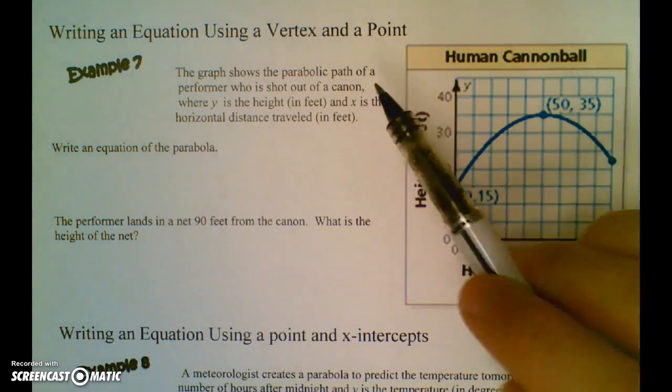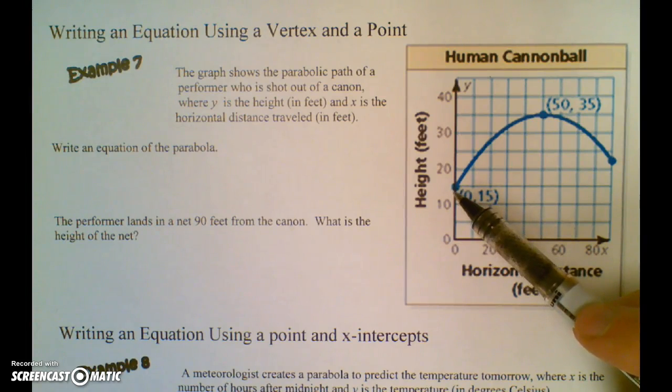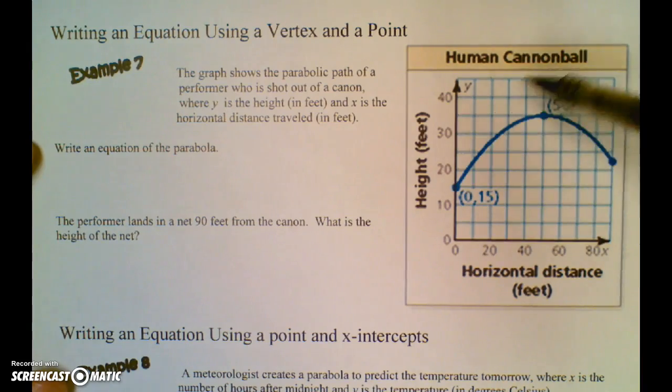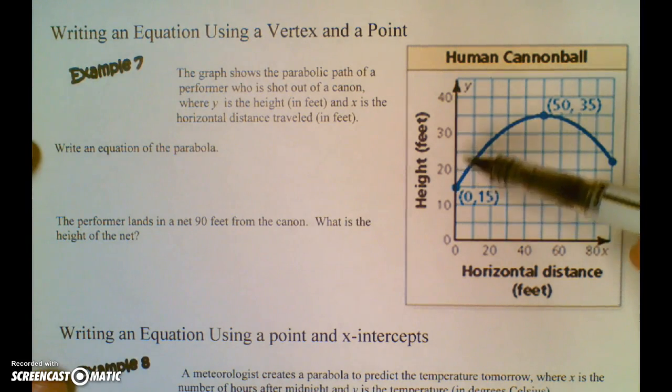So the graph shows the parabolic path of a performer who is shot out of a cannon, where y is your height in feet, and x is the horizontal distance, also in feet. This one's covering the distance that the man is traveling, or woman, versus the height that the performer reaches when shot out of the cannon.